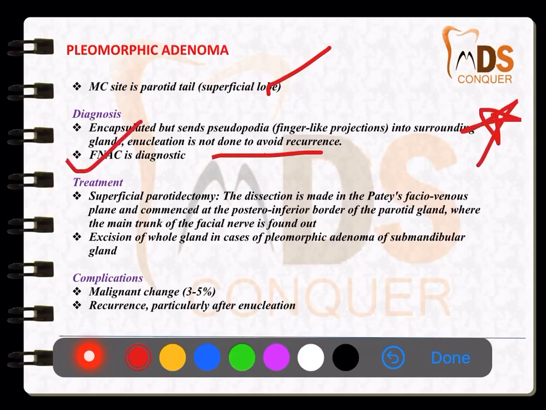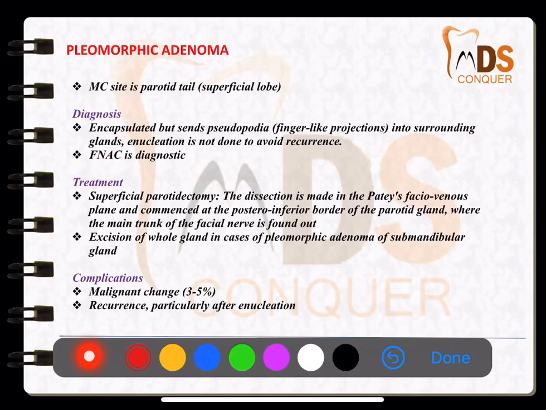Next, FNAC is diagnostic of the parotid swelling. The treatment is the superficial parotidectomy. This dissection is actually made on a patis fascio-venous plane, which I will be explaining further, and commenced at the posterior inferior border of the parotid gland, where the main trunk of the facial nerve is found. So only the superficial lobe of the parotid gland, where the tumor is not involving or encroaching the facial nerve, can be removed. So the most common treatment for the pleomorphic adenoma is the superficial parotidectomy.